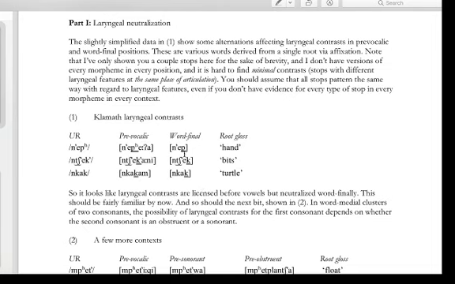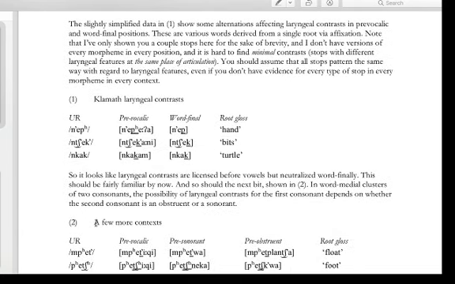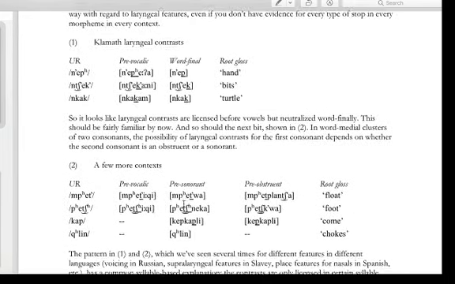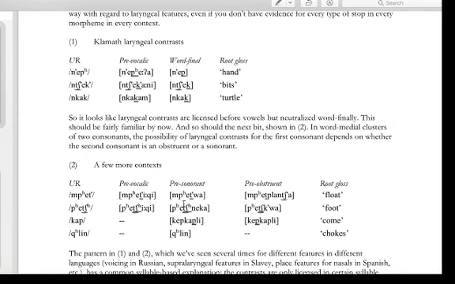When you don't get them before a vowel, in particular in word final position here, that three-way laryngeal contrast neutralizes. We also saw a pattern like this with a three-way laryngeal contrast in Thai that did the same thing. So what are we seeing here? Laryngeal contrasts are licensed before vowels, but neutralized word finally. That should look pretty familiar by now. And this next bit in 2 should also look pretty familiar.